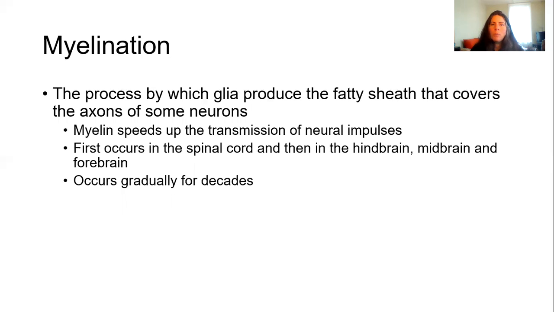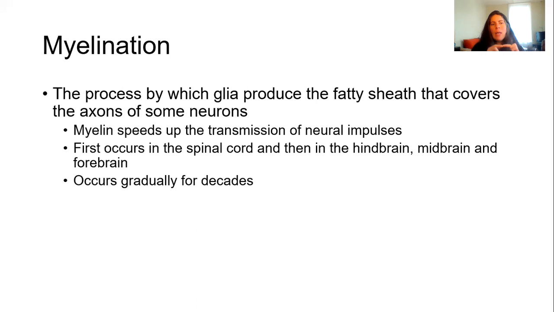Myelination is the process by which glial cells produce the fatty sheath that covers the axons of some neurons. So remember that the glial cells in the central nervous system that create the myelin are oligodendrocytes. The glial cells in the peripheral nervous system that create myelin are called Schwann cells. And the function of the myelin is to speed up the transmission of neural impulses.